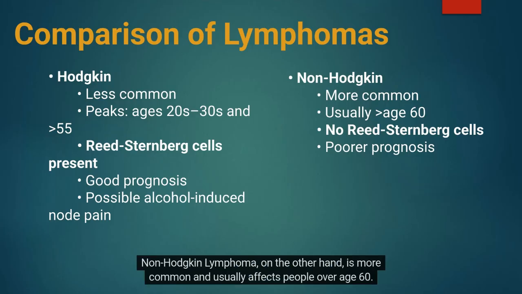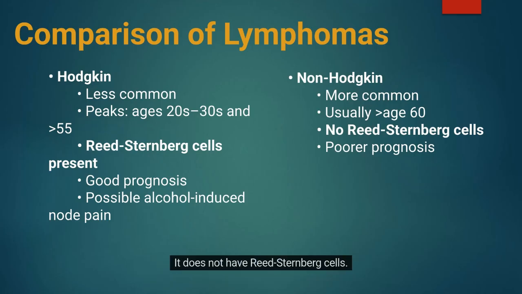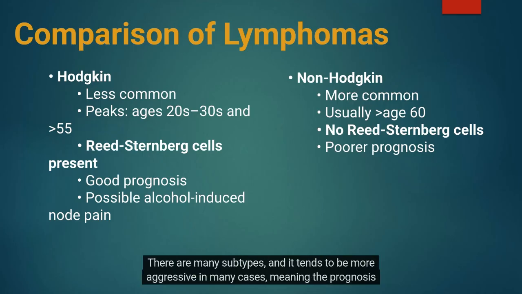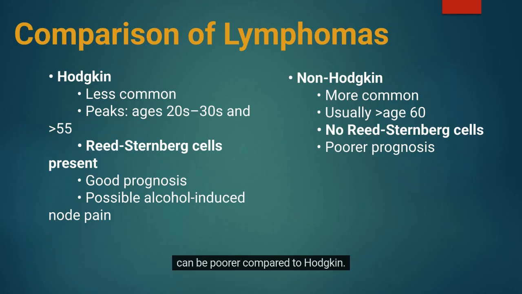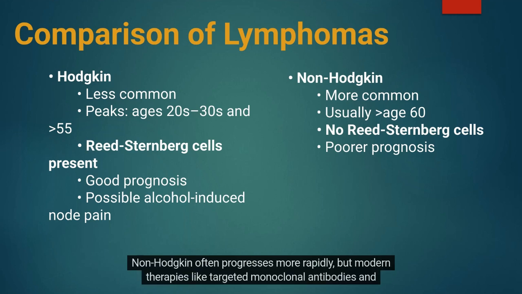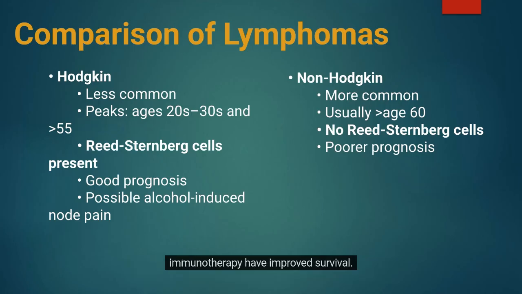Non-Hodgkin lymphoma, on the other hand, is more common and usually affects people over age 60. It does not have Reed-Sternberg cells. There are many subtypes, and it tends to be more aggressive in many cases, meaning the prognosis can be poorer compared to Hodgkin. Non-Hodgkin often progresses more rapidly, but modern therapies like targeted monoclonal antibodies and immunotherapy have improved survival.